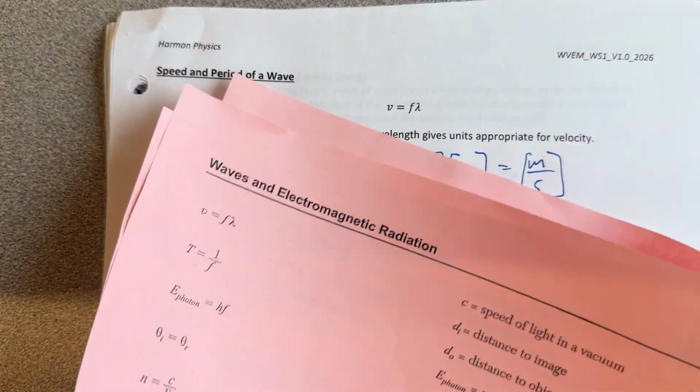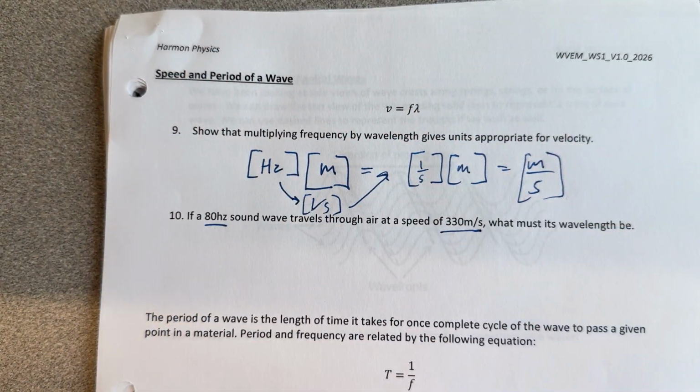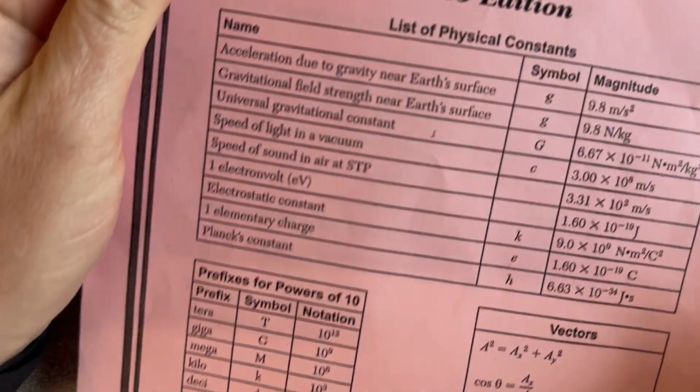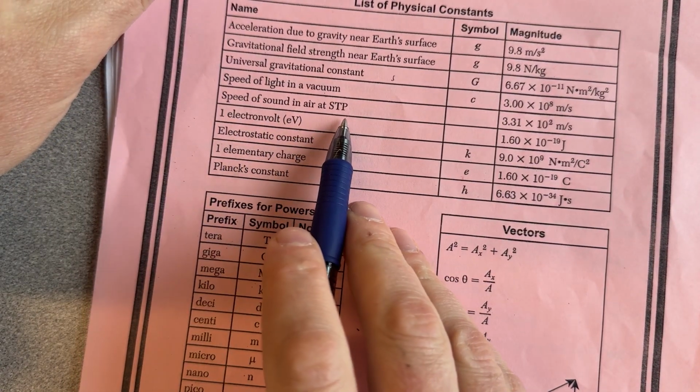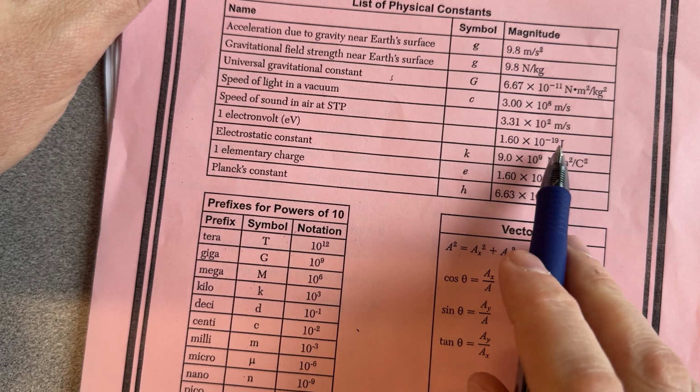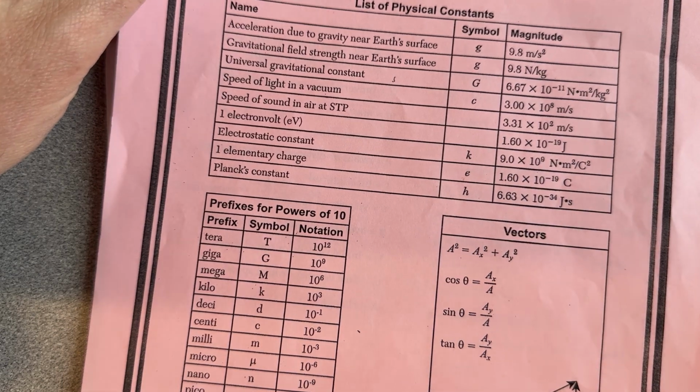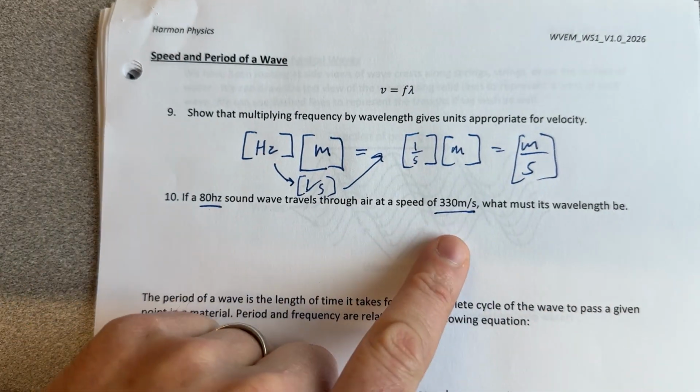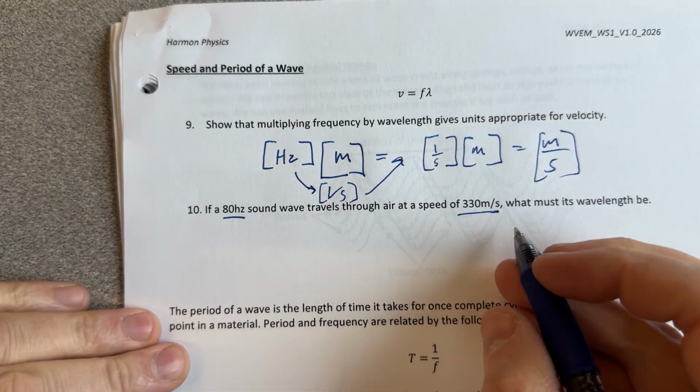Also on your reference table, they write it a little bit differently, and they give it to you right here. Speed of sound in air at STP, 3.31 times 10 to the second, which is 331. Most people just make it 330, whatever. What must its wavelength be?